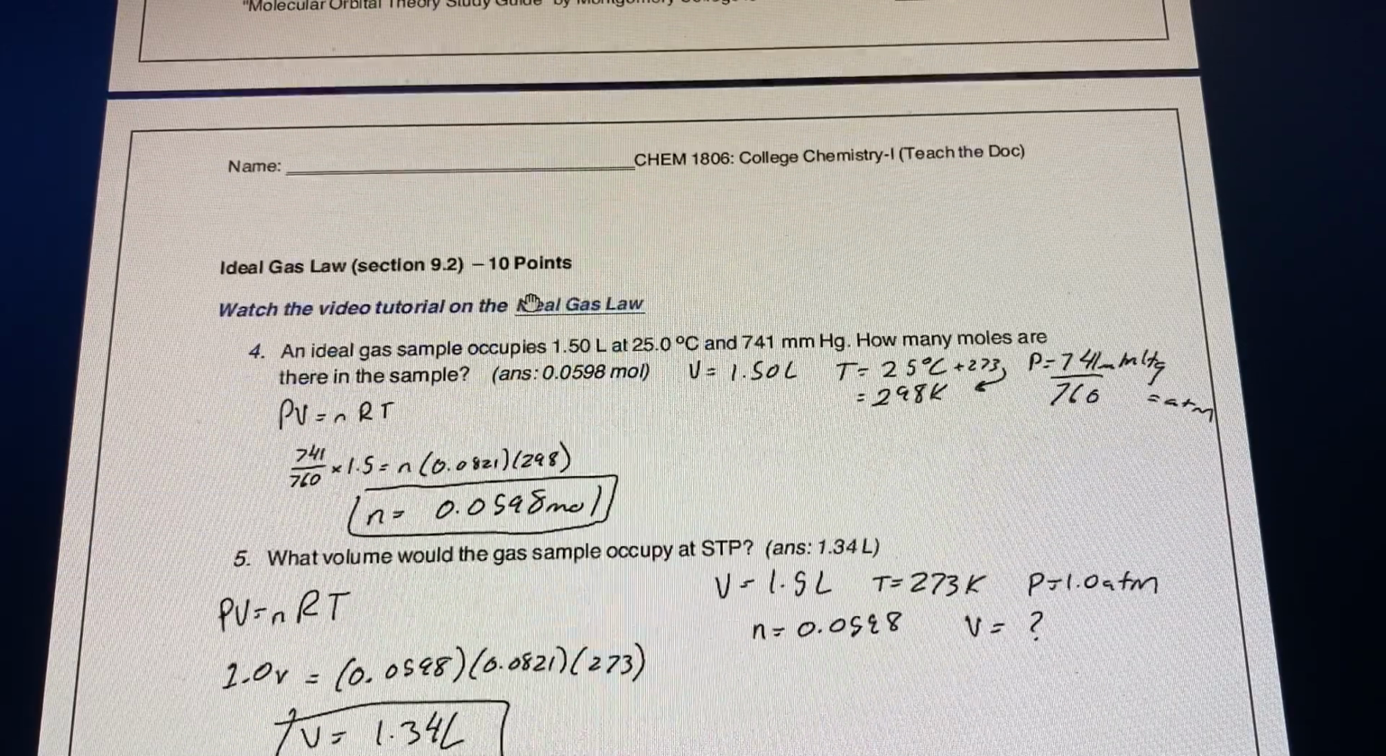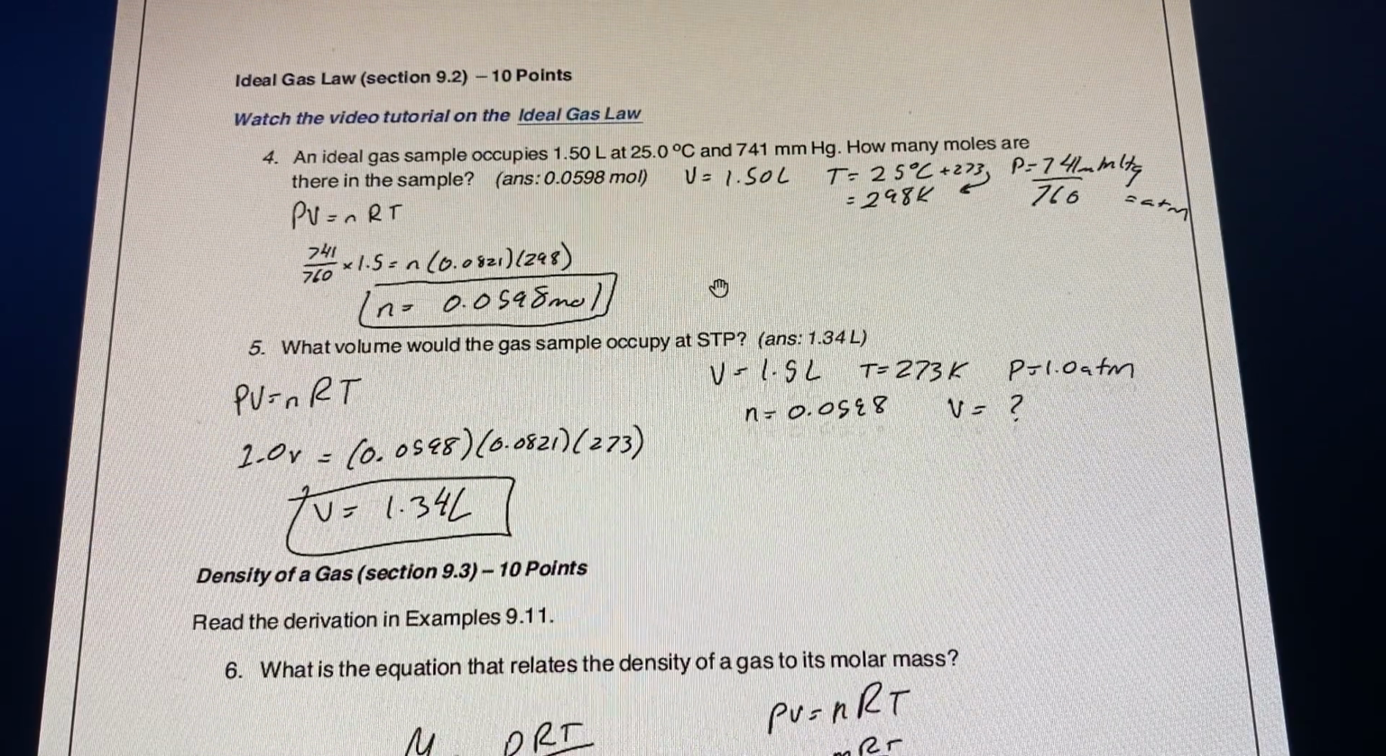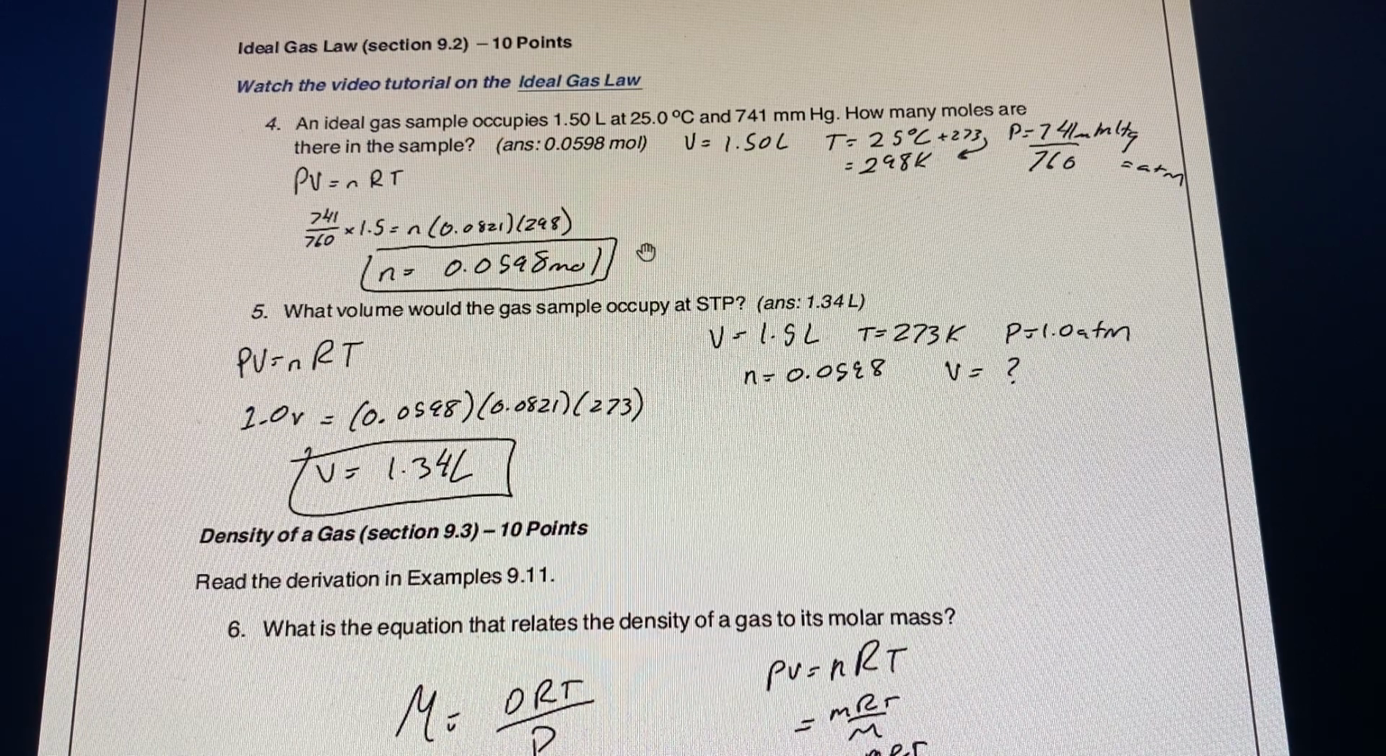Then, I didn't write my name here, whoops. Then we go on to question 4, where we have PV equals nRT for the ideal gas law. We write our givens, which is 1.5 liters for the volume. Temperature is given at 25 degrees Celsius, which you add 273 to get it to Kelvin, so it's 298. And for pressure, we have millimeters of mercury, which we want in atmospheres, so we divide by 760 as we did earlier. We plug into our equation and solve.